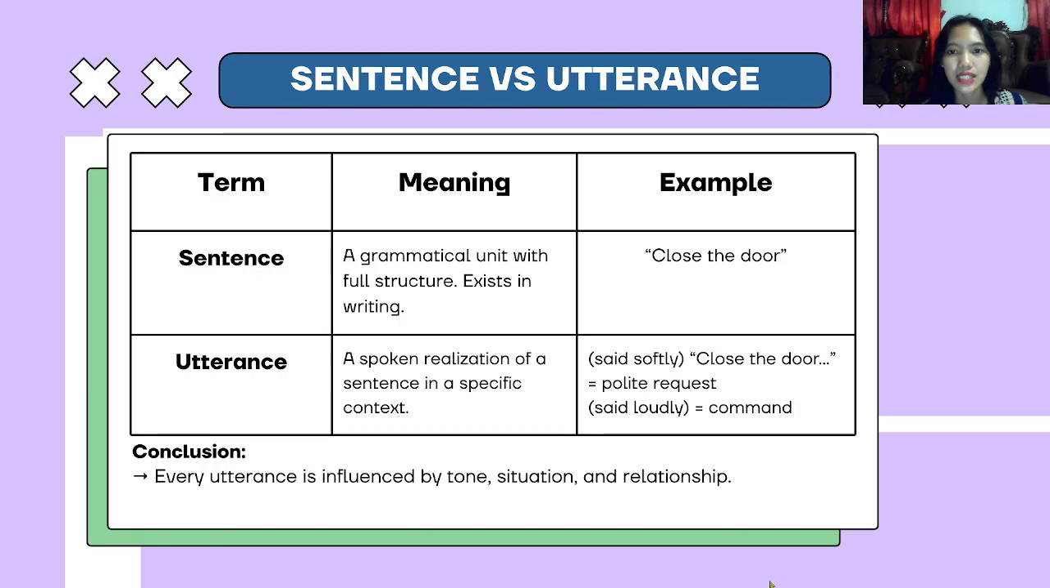Sentence versus utterance. The term sentence means a grammatical unit with full structure, and exists in writing. Example: close the door. The term utterance means a spoken realization of a sentence in a specific context. Example: say it softly, close the door, polite request. Say it loudly, command. Conclusion: every utterance is influenced by tone, situation, and relationship.